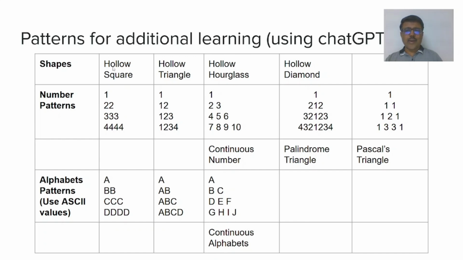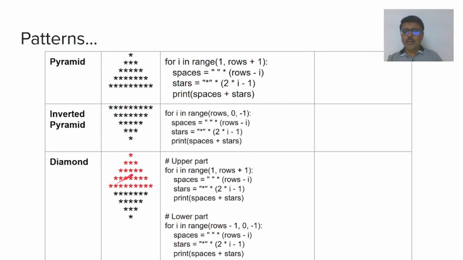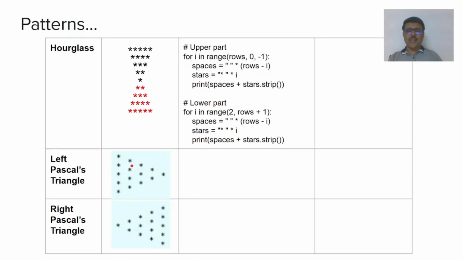For example, a hollow square. That means you put the stars on all sides of the square, so that inside it will be empty. Similarly, you can have a hollow triangle. That means you'll have all stars on the triangle's sides, and inside nothing will be there, only empty spaces. Similarly, you can also do hollow hourglasses and a hollow diamond. It is nothing but printing only the outer side, right? So inside, all will be spaces only. You can develop your logic and then develop that.